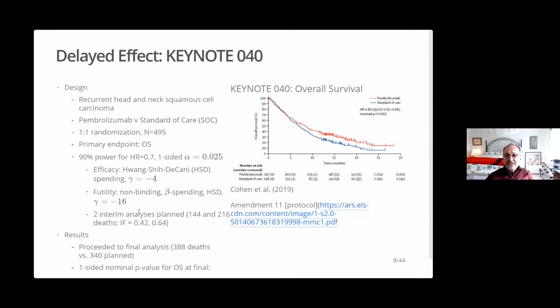So anyhow, a little bit of background. I won't talk too much about this trial. Keynote 40 was a recurrent head and neck cancer trial. And you can see at the end of the day, for about 4 months, the survival curves were very much overlapping between a control. This is a chemotherapy control versus an immunotherapy alternative. So it's a pretty daring thing not to do the immunotherapy as an add-on, but somehow it worked out, but we had this delayed effect.